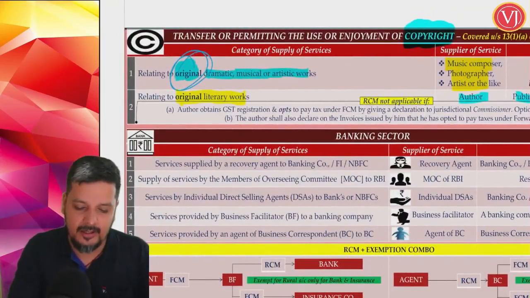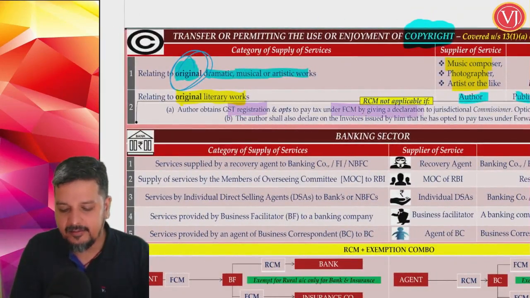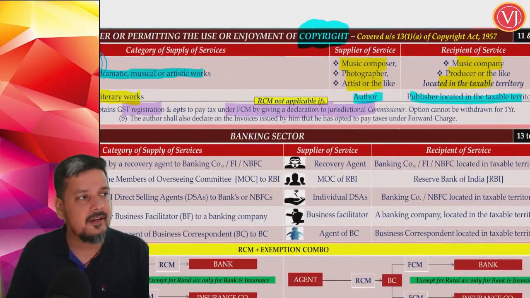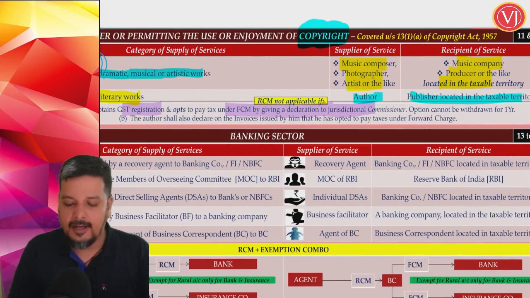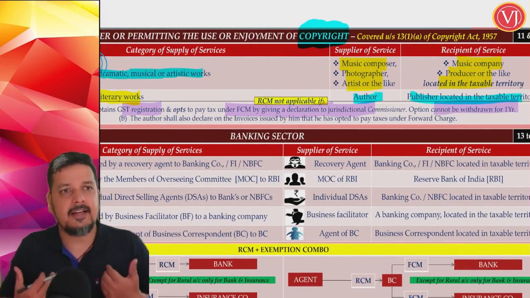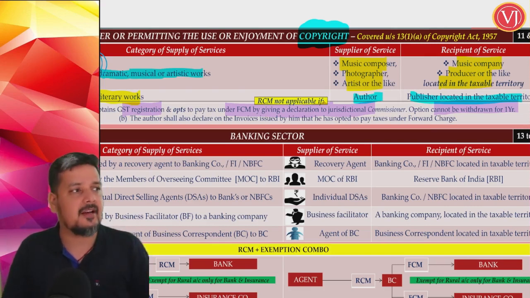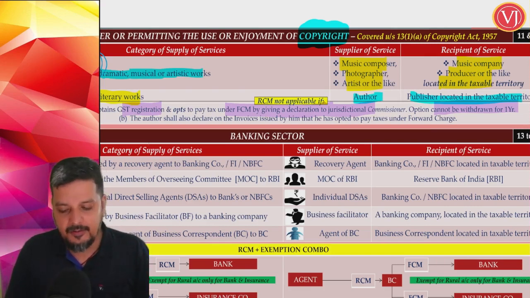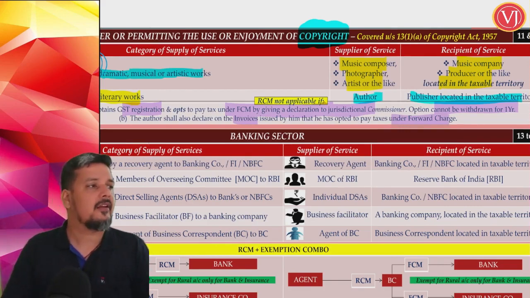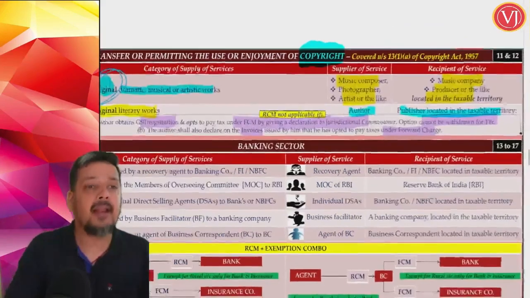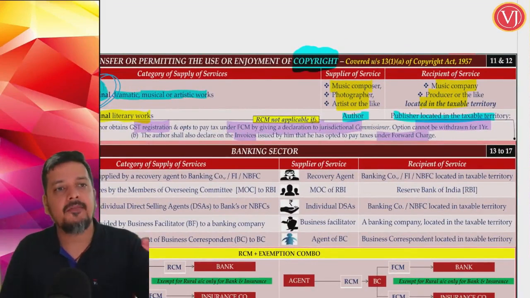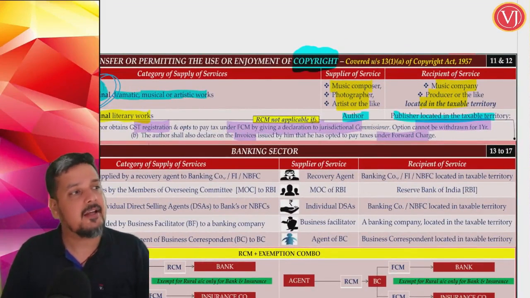And what is the condition? Author should make sure that he is registered and he is giving a declaration to his commissioner that he is interested in FCM, and he should not withdraw that for 1 year. If he is telling that he should be under FCM, minimum he should be there 1 year under FCM, and in all invoices he should mention the fact that it is FCM. In simple language, by default author to publisher is RCM, but if author wants, he can make it FCM.